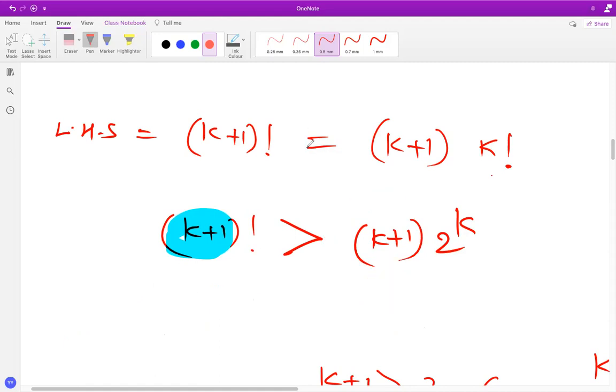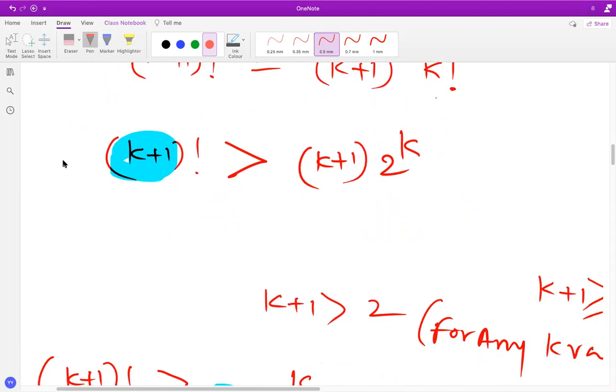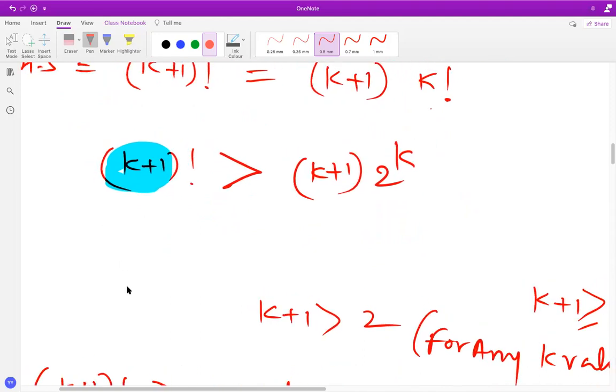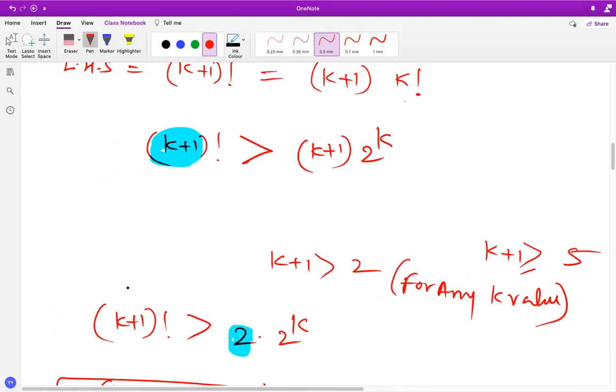Now since we did that, on my right hand side, k plus 1 I replace with a smaller number, which is 2, and that results in this final statement: k plus 1 factorial is higher than 2 to the power k plus 1. So that's how you do inequality induction.